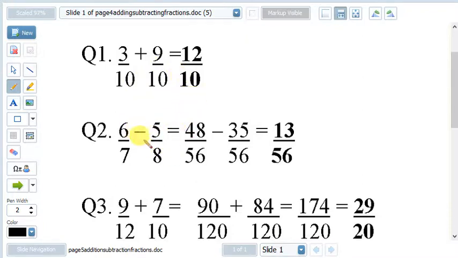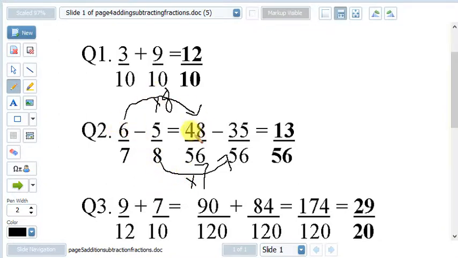Next one. So we've got 6 sevenths take away 5 eighths. So what we need to do is to times the first fraction by the denominator of the second, which is 8, and we need to times the second fraction by the denominator of the first, which is 7.